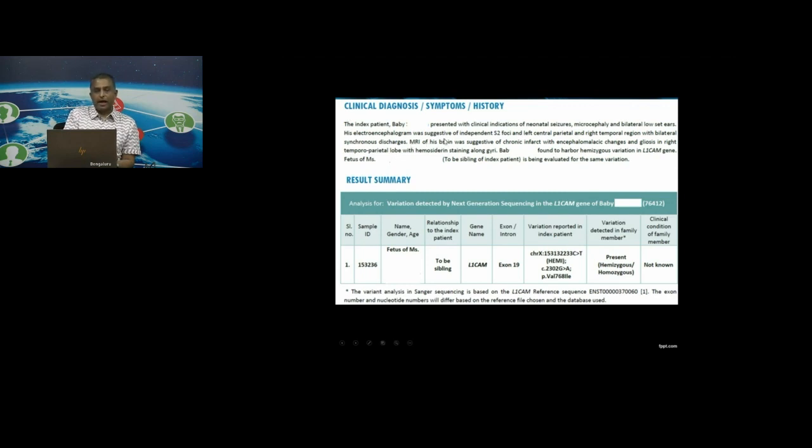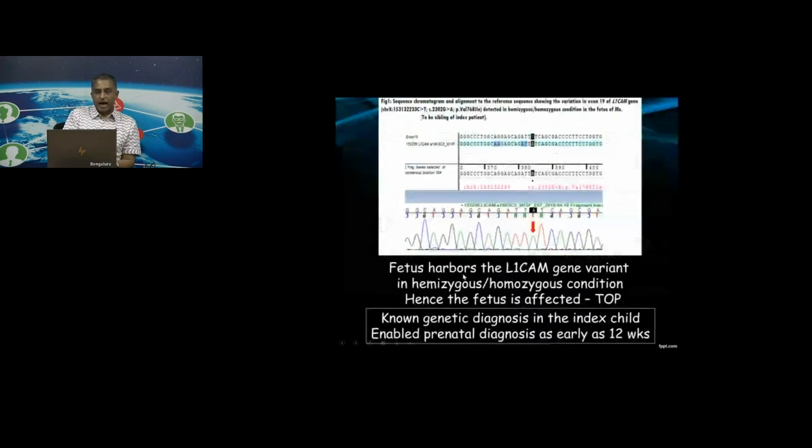But here, the MRI of the brain was suggestive of chronic infarct, encephalomalacic changes, and gliosis in the right temporoparietal lobe with hemosiderin staining along the gyri. Baby of so-and-so was found to harbor the hemizygous variant of the L1CAM gene. So the fetus is now proven to harbor the same L1CAM gene variant in the hemizygous dose, and therefore the fetus is affected, and this couple opted for a termination of pregnancy.